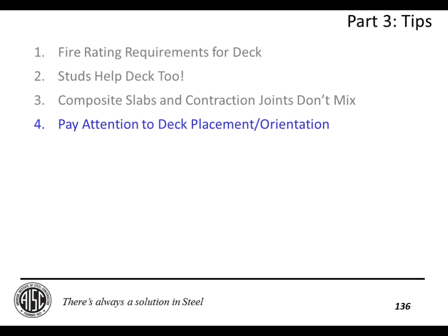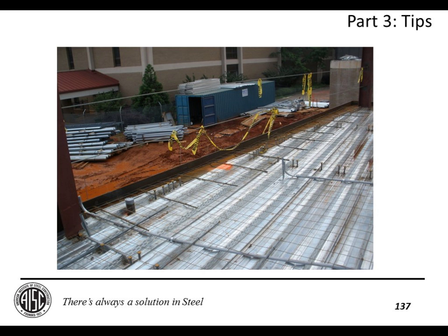Number 4, pay attention to deck placement and orientation. This is a case, again, on one of my jobs where we had a deck that was coming into a skewed beam, and as you can see, they piled these studs into little pods wherever they were able to get them in. What should have been done is a deck closure piece should have been added, and then the studs welded uniformly along the beam. Or even better, we should have just designed that beam as non-composite and recognized that this might be an issue. So just something to think about when you have a skewed deck condition.